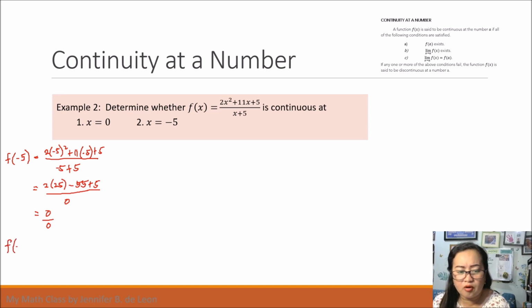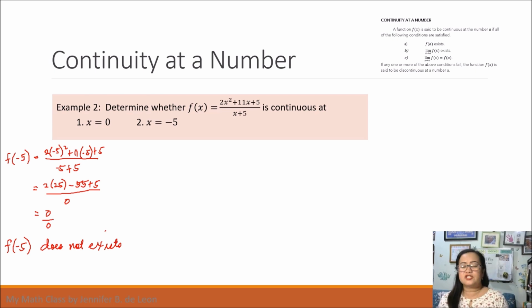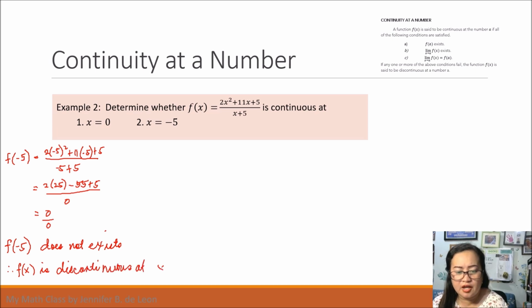Therefore, f of -5 does not exist. Now, since it does not satisfy the first condition, we can already conclude that f of x is discontinuous at x equal to -5. In other words, we can also say that f of x is not continuous at x equals -5.